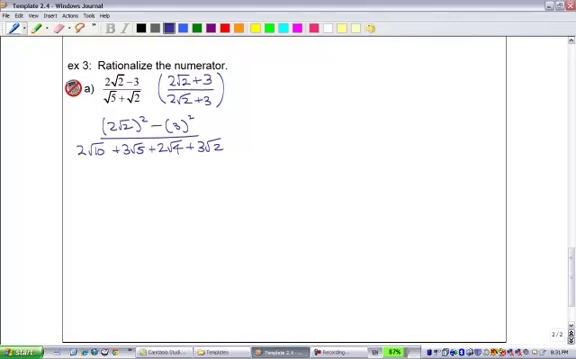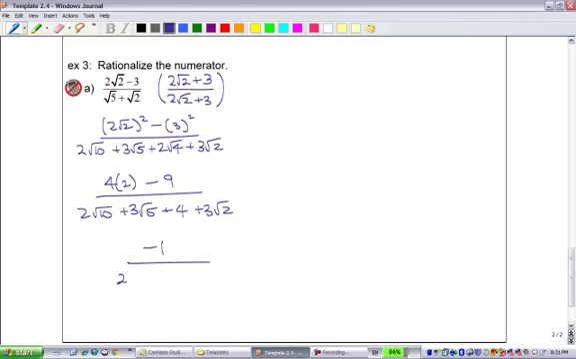In the numerator, 2 root 2 squared, we would square the 2 to make it 4, and the root 2 to make it 2, minus 9. We have 2 root 10 in the denominator, 3 root 5, 2 root 4. Root 4 is actually a perfect square of 2, so 2 times 2 is 4, and 3 root 2. In the numerator, we basically have 8 minus 9, which is negative 1, and we just can't really reduce that denominator at all, so we're just going to leave it as is.